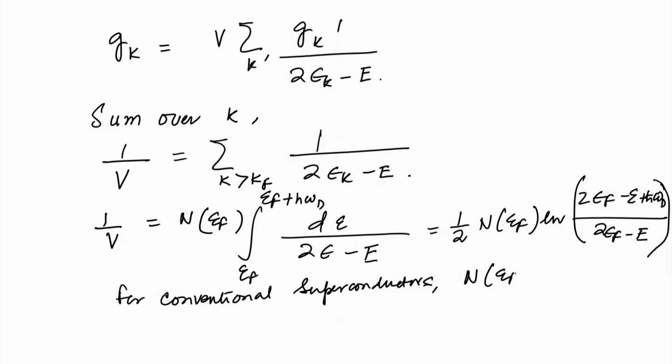n epsilon f into v is usually of the order of 0.3 or less than 0.3. So, this is what is meant by the weak coupling approximation which demands that n epsilon f v has to be less than 1 or maybe much lesser than 1. So, this is weak coupling superconductors.